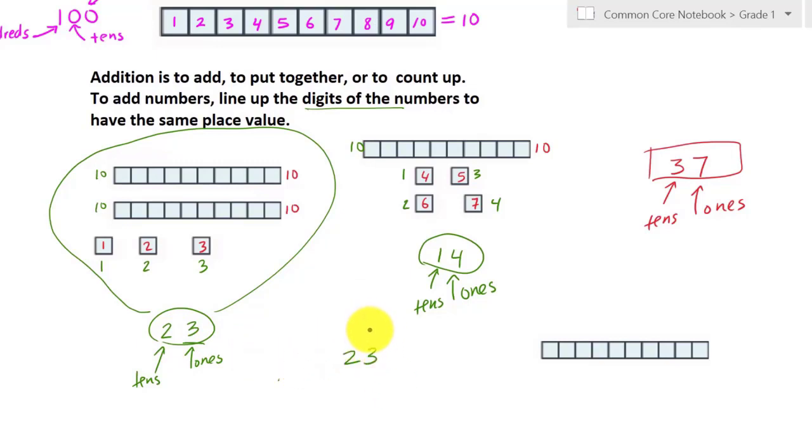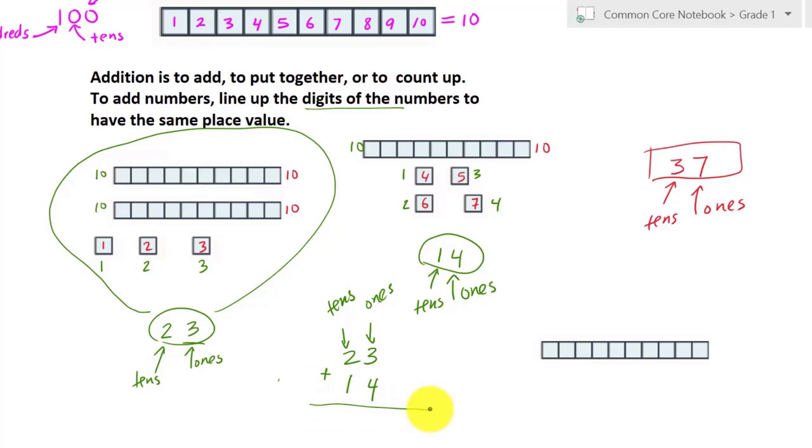Now let's line up. This right here is the ones. And this right here is the tens place. So look at number 14. Where's my ones? My ones is the 4. And what is my tens? My tens is the 1. So now they all line up. So we add the 2 numbers together.